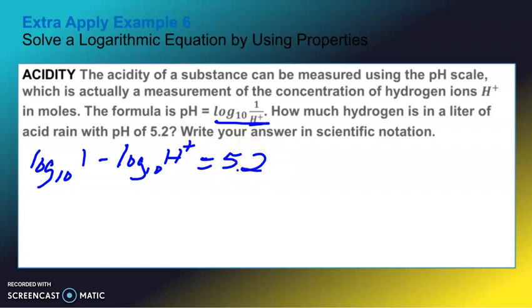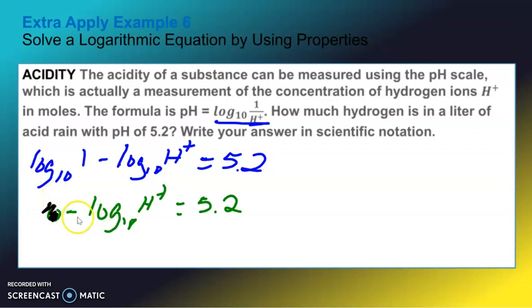Okay, now I can rewrite this log base 10 of 1, which really means what power do I raise 10 to that gives me an answer of 1. Well, I know that anything raised to the 0 power is 1, so log base 10 of 1 is 0. And then I have minus log base 10 of H+ equals 5.2. Now I want to get this log by itself. And to be honest, I don't need the 0 here, so I'm just going to cross that off.